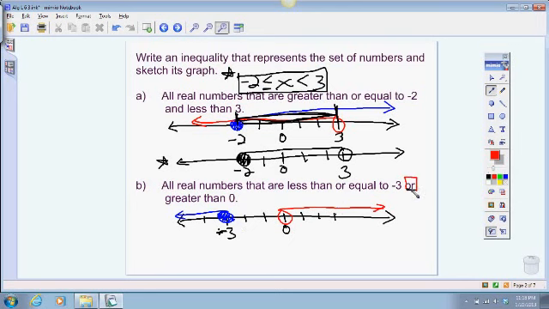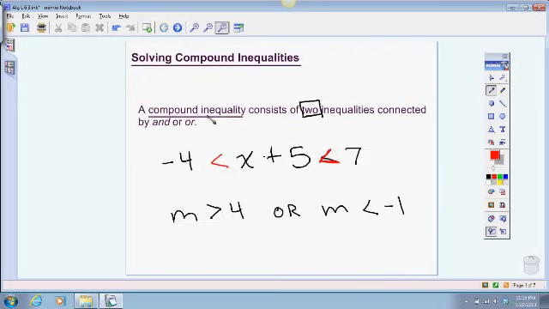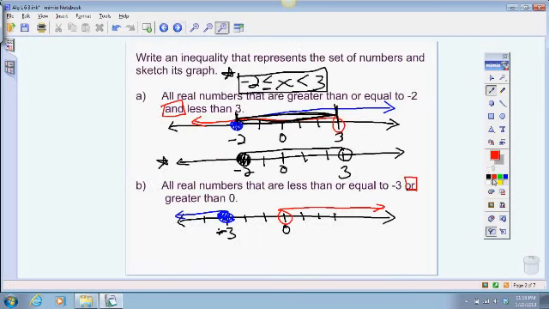That's where that word or comes in here. Okay, notice here we had the word and, this is an or statement. Compound inequalities consist of two inequalities connected by and or. So if you want to write this inequality, we know our x value, or whatever variable, our real number, is going to be less than or equal to -3, or x is going to be greater than 0. Okay, in this case, notice there is no overlap.